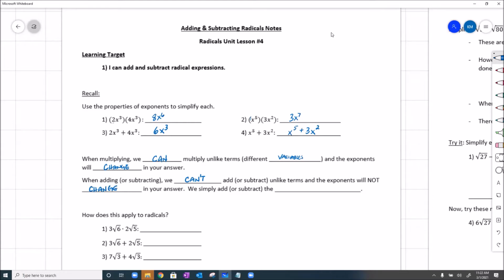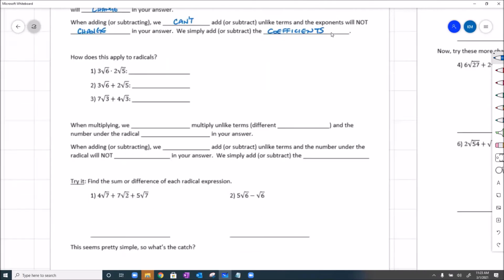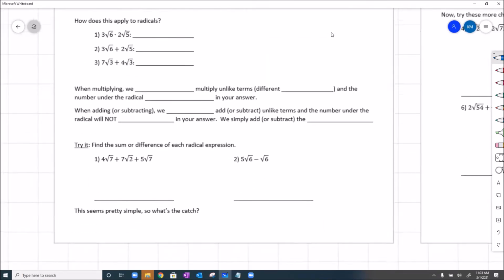You simply add or subtract the coefficients. And remember, that's just the numbers in front of the variables. Okay, and if our variables are not the same, you can't do it. Okay, how does this apply to radicals? Well, it's kind of the same thing.